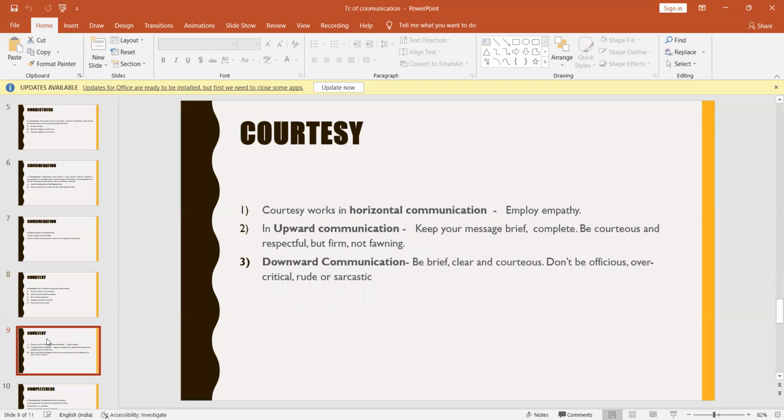And in the name of courtesy, there are three types: how courtesy works in horizontal communication, how courtesy works in upward communication, and how courtesy works in downward communication. In horizontal communication, employ empathy; that is, show your empathy to the receiver. In upward communication, keep your message brief and complete, be courteous, respectful, but firm and not funny. Then for downward communication, be brief, clear, and courteous. Don't be officious, overcritical, rude, or sarcastic.